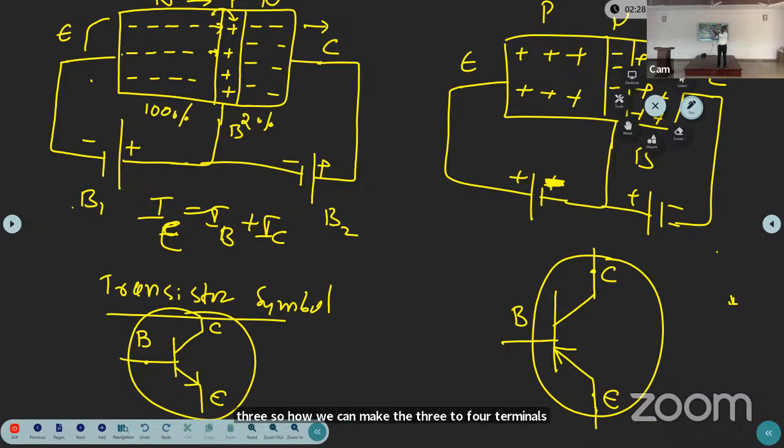The input circuit has 2 terminals, the output has 2 terminals. But how many terminals in our transistor? Only 3 terminals. Okay.